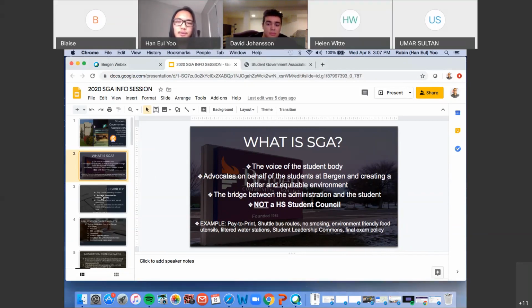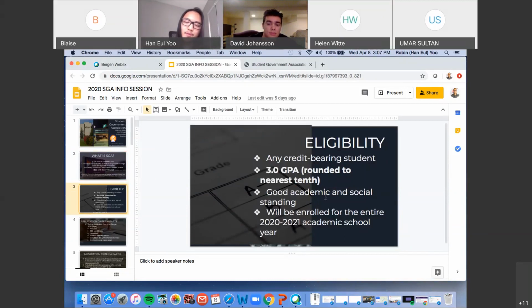So, one of the most important things to know before you even move forward with your application is if you're eligible. So some of the eligibility requirements is you need a minimum of 3.0 GPA. That is rounded to the nearest 10th. Unfortunately, that is a non-negotiable aspect of the requirement.